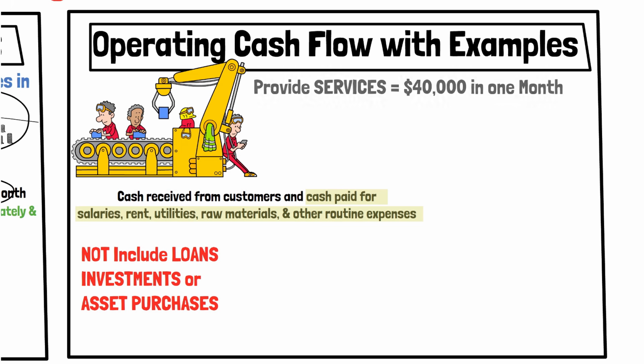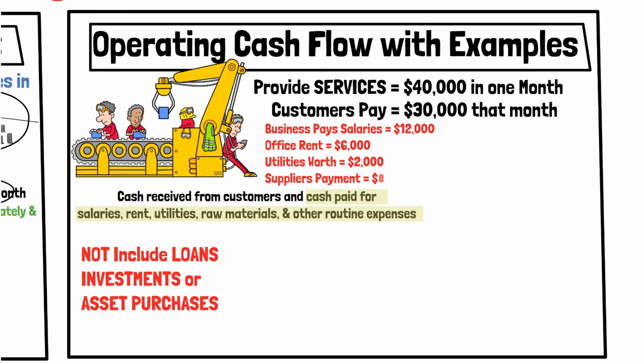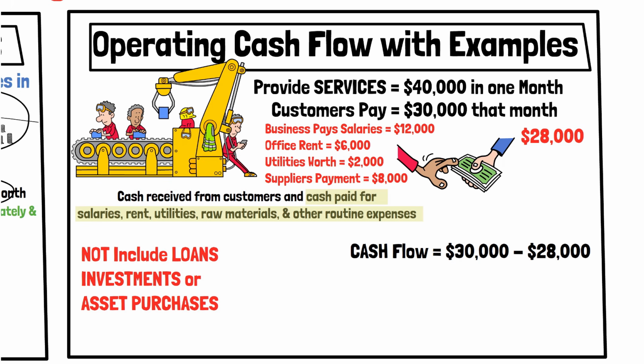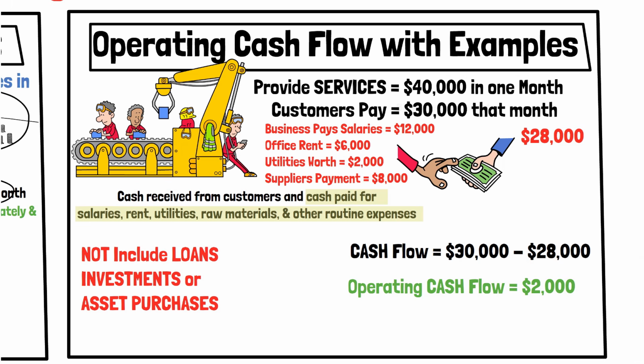A business provides services worth $40,000 in 1 month. Customers pay $30,000 in cash during that month, and the remaining amount is still unpaid. Now look at expenses. The business pays salaries worth $12,000, office rent worth $6,000, utilities worth $2,000, and supplier payments worth $8,000. Total cash paid becomes $28,000. Now, calculate operating cash flow. Cash received is $30,000, cash paid is $28,000. Operating cash flow becomes positive $2,000. This means the business generated real cash from operations.